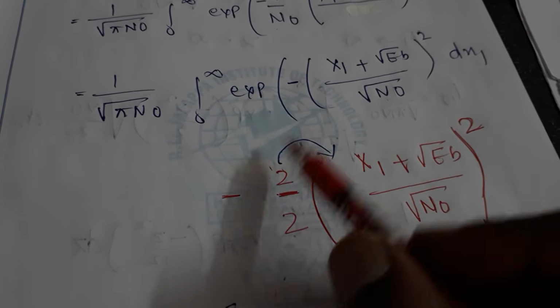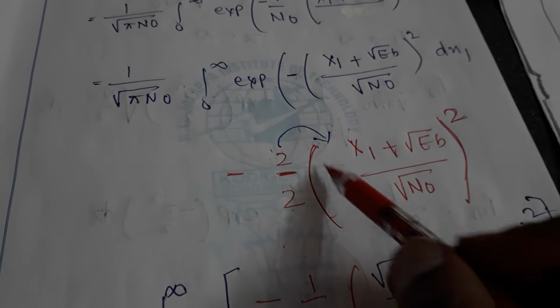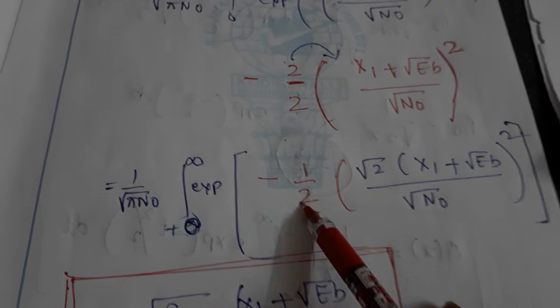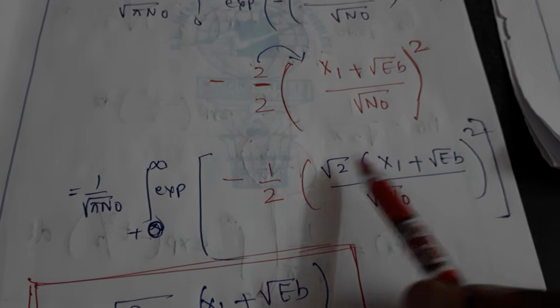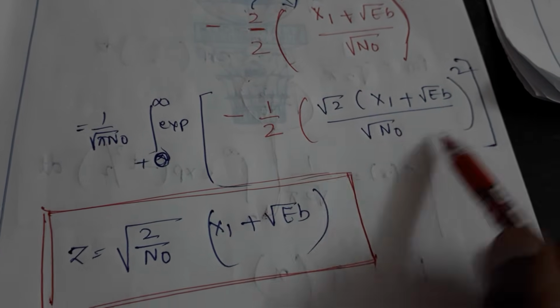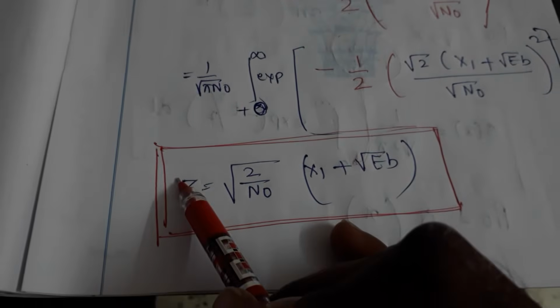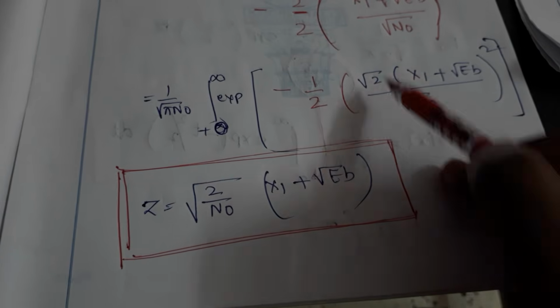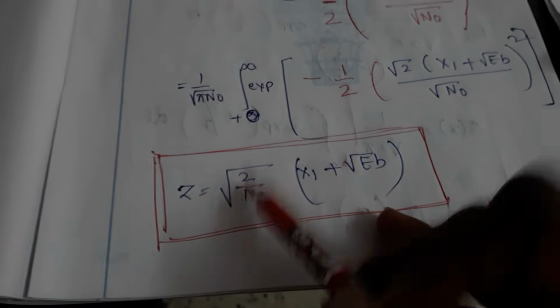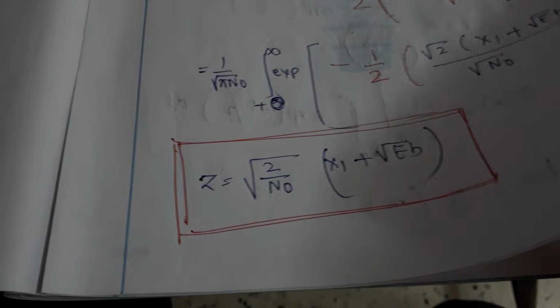then it becomes here root. So you can observe here root is there, a half minus half is as it is, then root x1 plus x2 root n naught whole square is there. Whatever term is squared, you call it z here. So you can observe root 2 root n naught is there, x1 plus root Eb is there, you call it z. Now I'm going for the next part of the video.